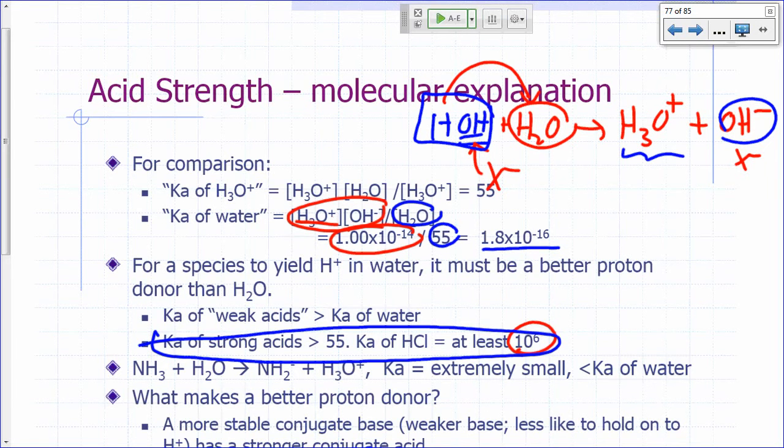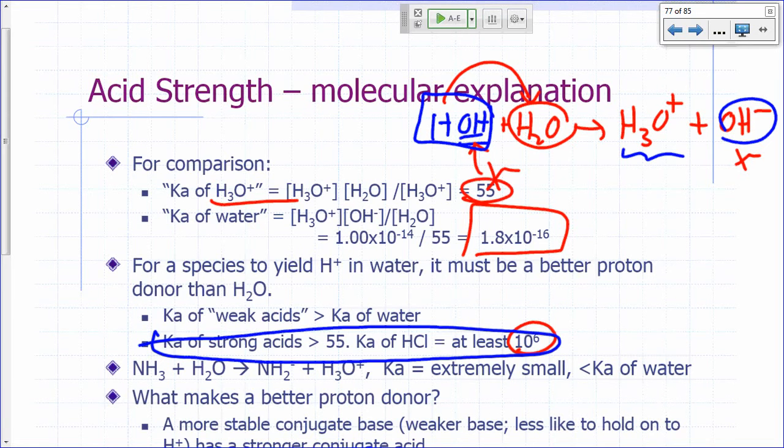Note that that is a very small number, right? We say water is a very weak acid. It has a low tendency to transfer a proton. Hydronium is a much stronger acid than water, right? In fact, hydronium, we say, is the strongest acid that can exist in water. Any other acid that's stronger than hydronium, like HCl, is just going to give up its proton right away, because there are so many water molecules there that can pick up that proton to give you hydronium ion.